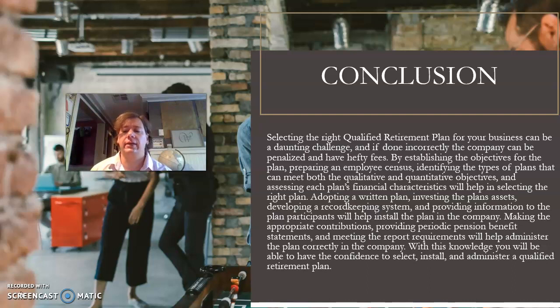Adopting a written plan, investing the plan's assets, developing a record-keeping system, and providing information to the plan participants will help install the plan in the company. Making the appropriate contributions, providing periodic pension benefit statements, and meeting the reporting requirements will help administer the plan correctly in the company. So with this knowledge, you will be able to have the confidence to select, install, and administer a qualified retirement plan.